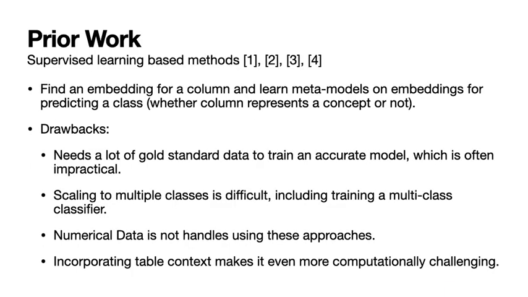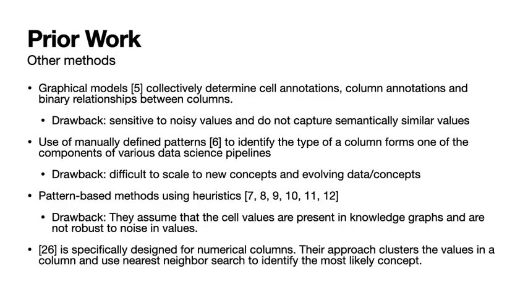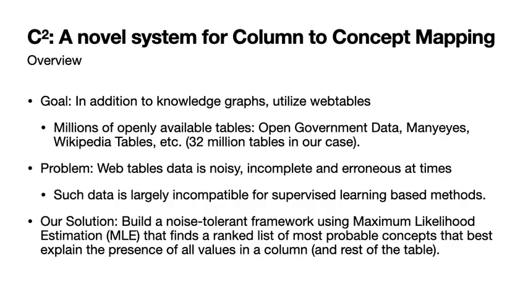Prior work is mostly based on supervised learning based methods, which requires a lot of gold standard data, and hence these methods are difficult to scale. On the other hand, we provide C square, which is a novel system for column to concept annotation. And our key difference with respect to previous techniques is that we utilize millions of openly available tables on the web. In this case, at the time of this paper, we use 32 million tables.